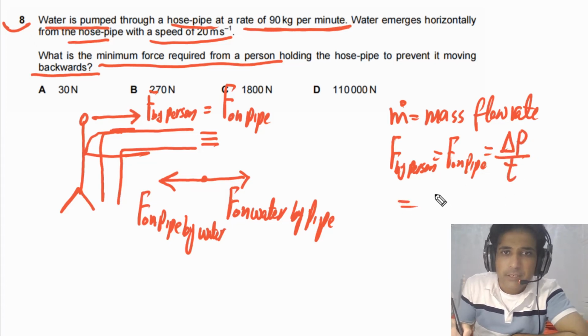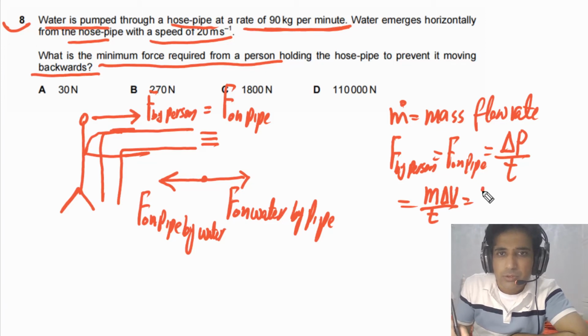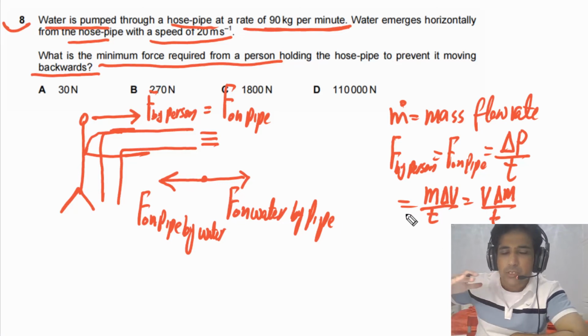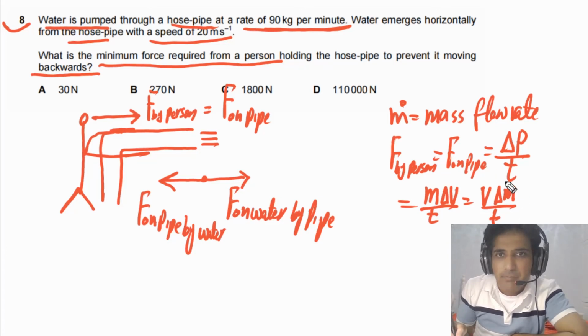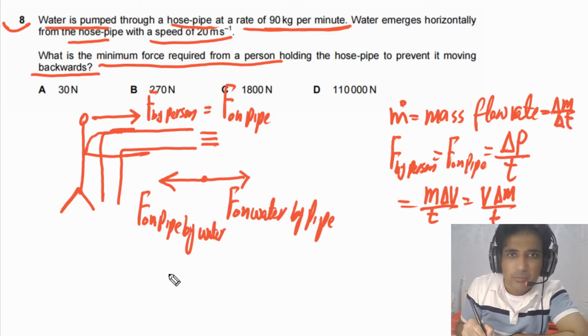And delta P over delta T, we can simply write down as m delta V over T, or you can say delta V over delta T. So in this case, we can take V common. So we are left with delta m by T. V is constant. Water is coming out with constant speed. But delta m by delta T is the mass flow rate. So we can write down here the force by person will be equal to V times delta m over delta T.